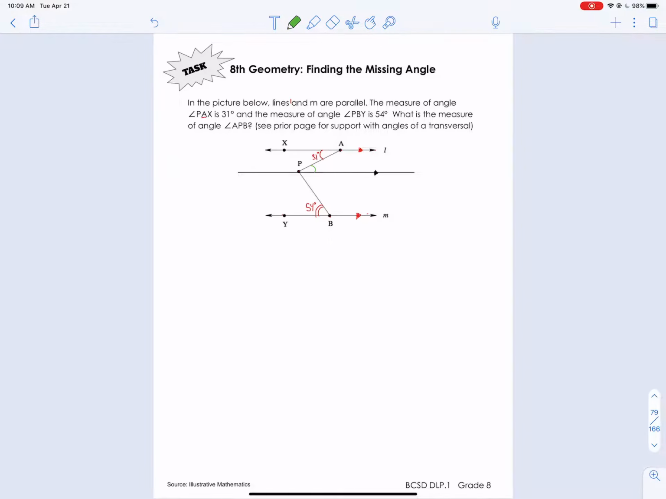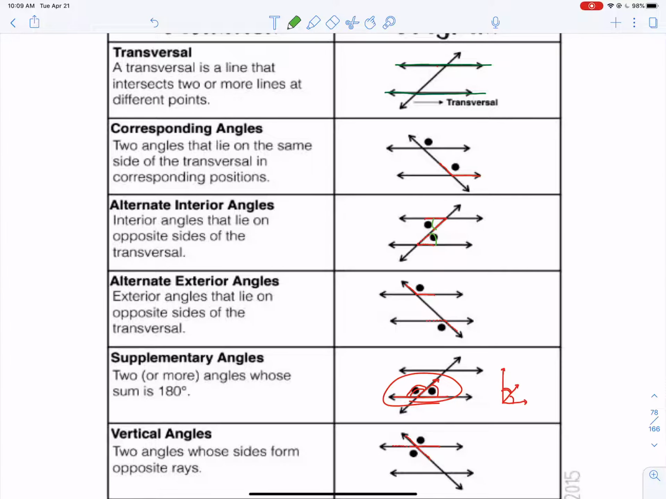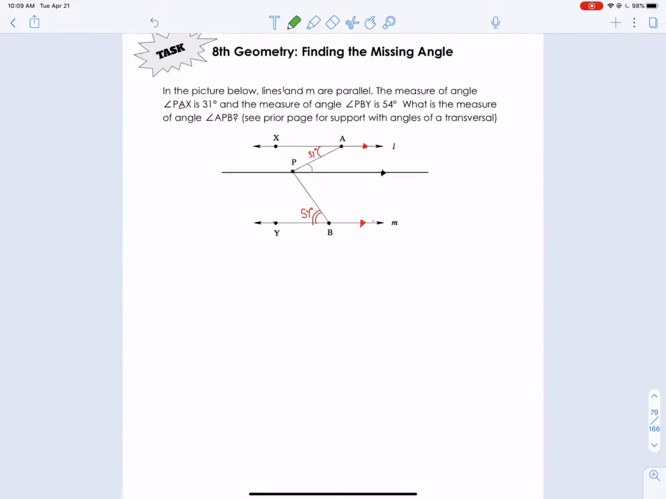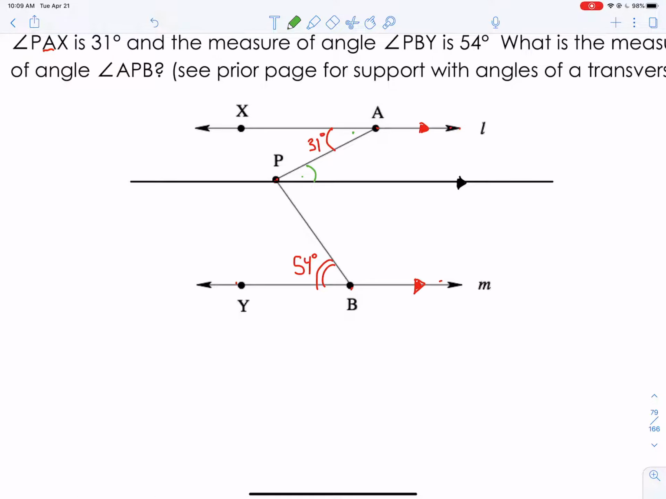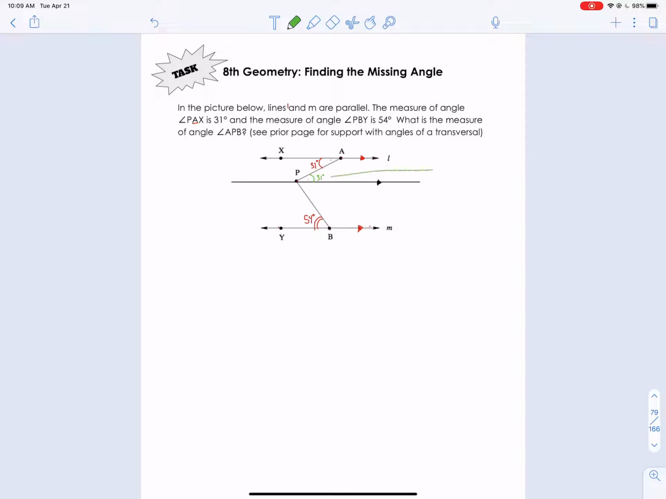And if we go back to this page and take a look right here, alternate interior angles are the same. So alternate interior, it looks like these two. Those two angles are the same. So this must be 31 degrees. And because we always need to justify, it doesn't say to do that, but these are alternate interior angles, and they are congruent. They're the same measurement. So those are both 31 degrees.